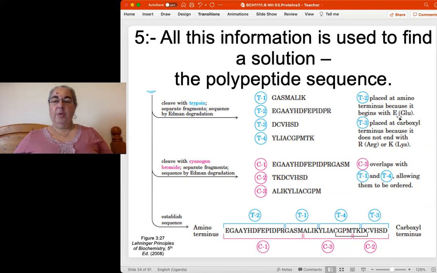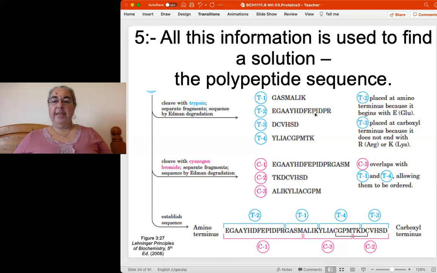So E has to be at the N-terminal end. And if you look in both of the sets of fragments, we have 1 fragment which begins with an E. So we have to place that at the N-terminal end of the sequence. Okay, so the fragment beginning with E in the T set is shorter than the one beginning with E in the C set. So we have an overlap here.